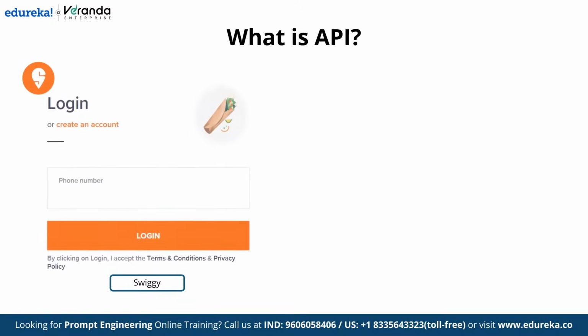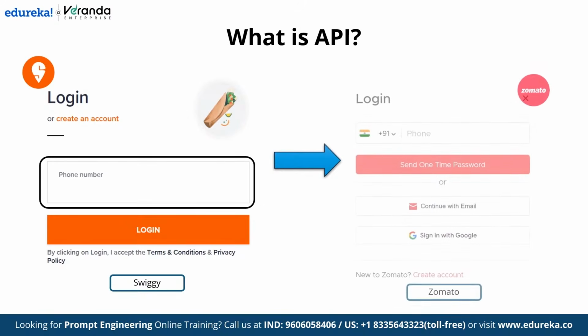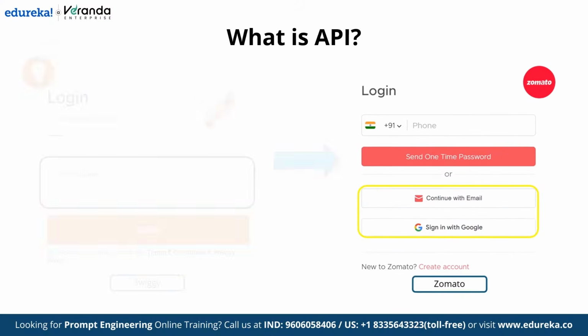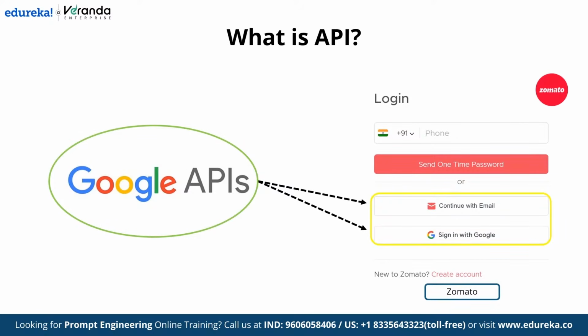Previously, apps like Swiggy allowed login using phone numbers. Now, they use APIs for login via platforms like Google or Facebook. So this demonstrates the versatility of APIs in enabling seamless user interactions.